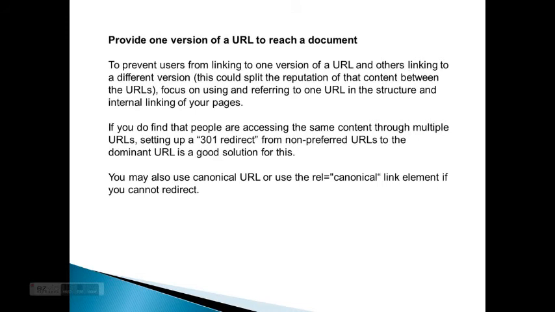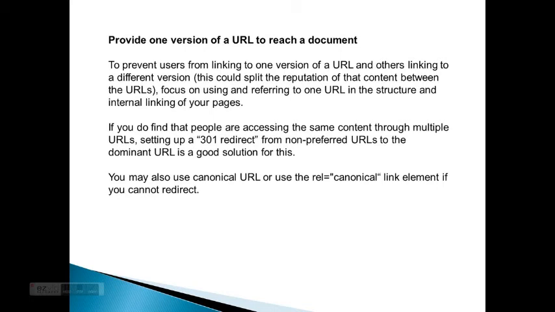Provide one version of a URL to reach a document. This prevents users from linking to one version of a URL and others linking to a different version, which could split the reputation of that content between URLs. Focus on using and referring to one URL in the structure and internal linking of your pages.